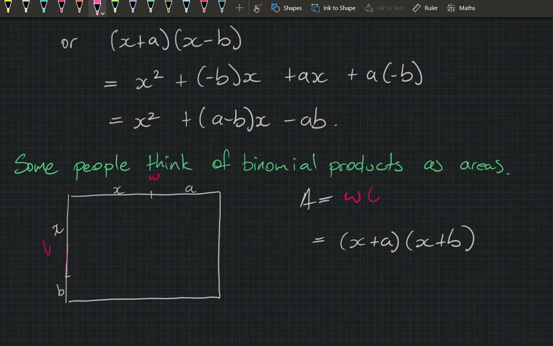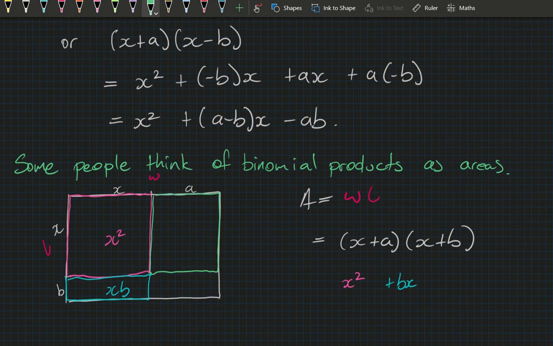So because this side length here is x and this width is x, if we form a square with these sides, the area inside must be x squared. And then underneath that, we've got a rectangle that has a width of x and a length of b. So clearly its area is x times b. And then another rectangle with one side length a and the other side length x. And finally one that's a times b.